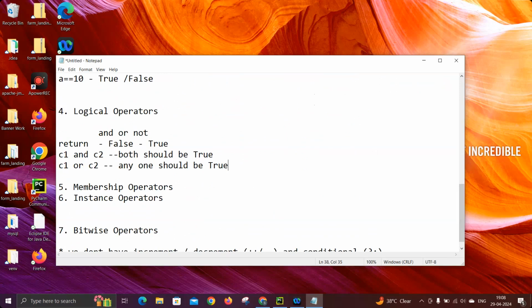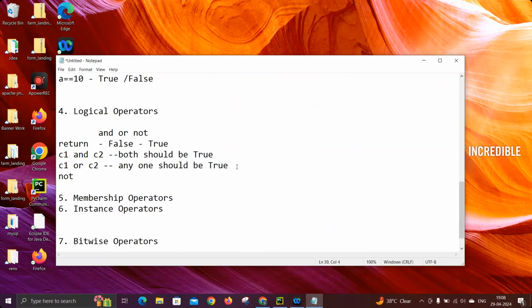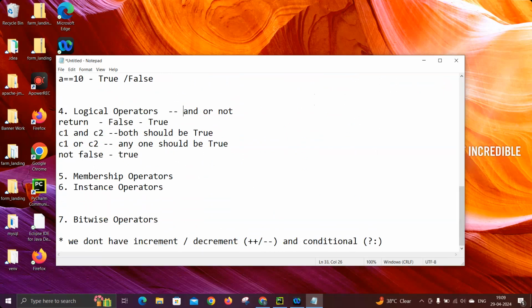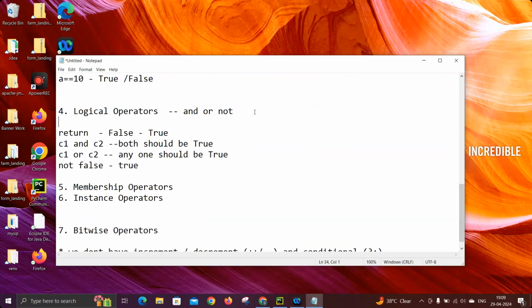Okay. And the next one, NOT. So NOT means obviously opposite. If it is true, it makes it false. If it is false, let's take an example, NOT false will always give you true. Opposite to false is true. So if you want to convert true to false or false to true without any modifications, we can simply use the NOT operator. Okay. So these are the three logical operators which will help you combine multiple conditions logically.